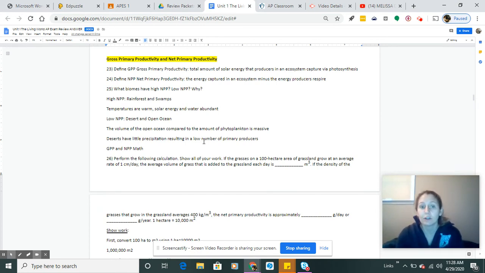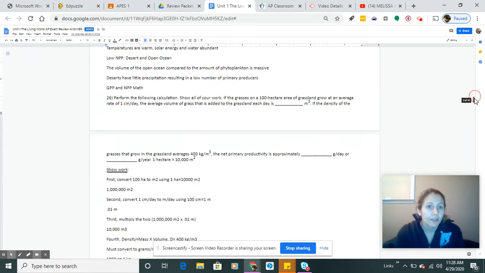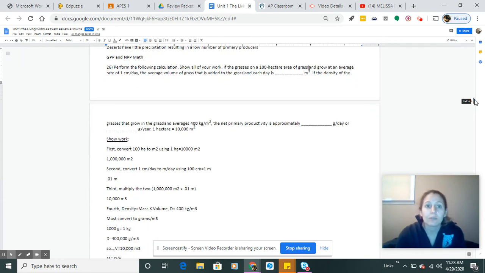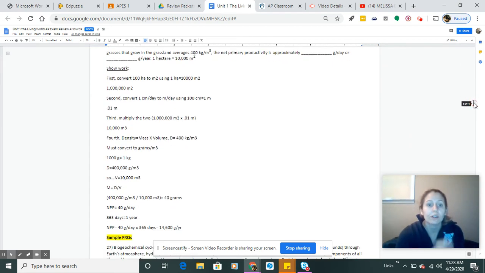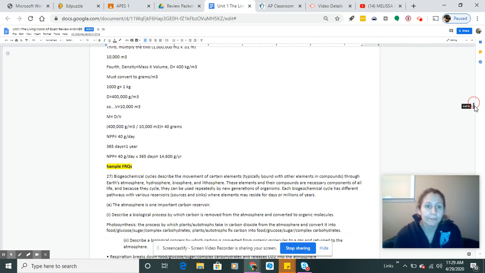Deserts have very little precipitation, and therefore they just don't have a lot of producers. Just the cacti and the little shrubbery. You're not seeing as much growth as in the rainforest. If you have to do the math, it's really just the equation of the gross primary productivity minus the respiration, and that gives you the net. If you have to convert, you can go through the problems here, but that is pretty step by step for you.